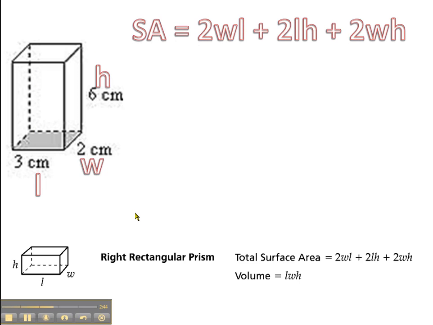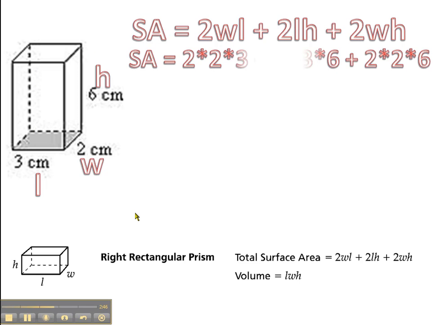So now I'm going to take the formula and plug in. You can see it's a lot easier if you have these all labeled. You don't have to keep on going back to this diagram, then to that diagram. You can just take a look at where my W is. Here it is. So 2 times the width, which is 2, the length is 3. Then plus 2 times the length, which is 3, the height, which is 6. Plus 2 times the width, which is 2, times the height, which is 6. I'm going to follow order of operations.